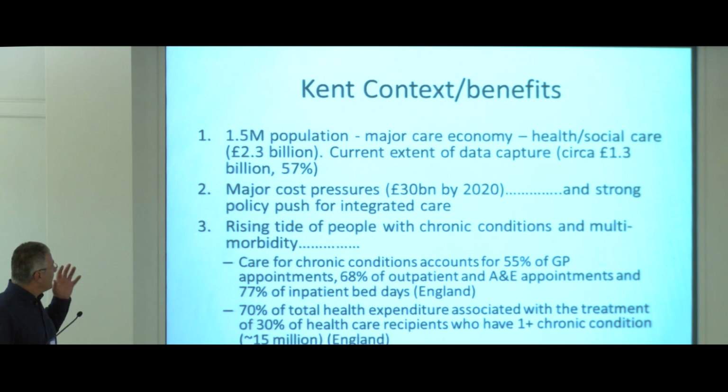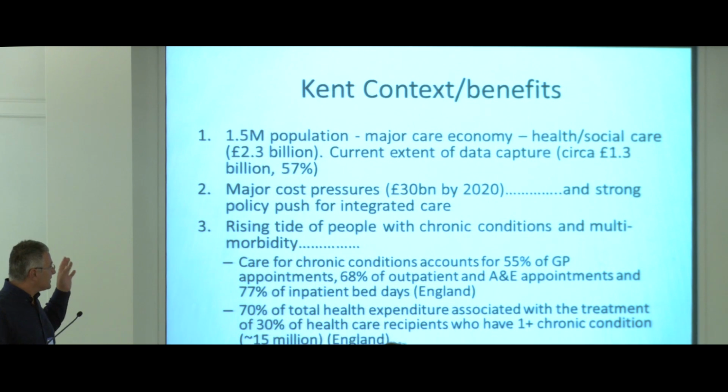Again, from a public health perspective, we have major cost pressures affecting our economy. I don't need to say that to you, but depending on which estimates you look at, around £30 billion in terms of a black hole in the care economy, healthcare economy in particular, and a strong public policy push for more evidence on integrated care models that can alleviate some of those pressures. We reckon the £30 billion hole translates to around £830 million for healthcare in Kent alone.